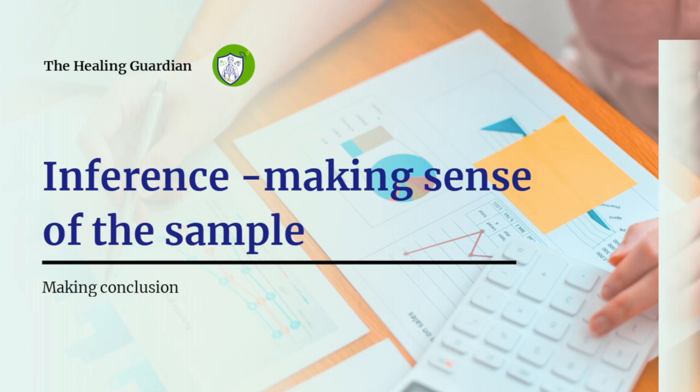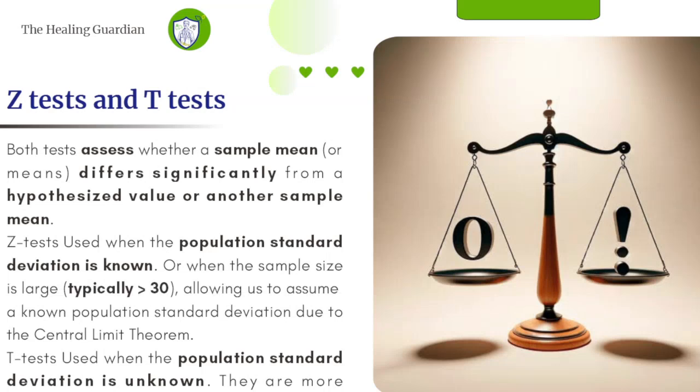That leads us to the last part of this video. How do we make inferences? How do we make sense of the sample? Or how can we use a sample to make conclusions about a bigger population? Of course, we are going to be applying hypothesis testing. The main tests we use are z-tests, t-tests, and chi-squares. Mainly we use z-tests and t-tests.